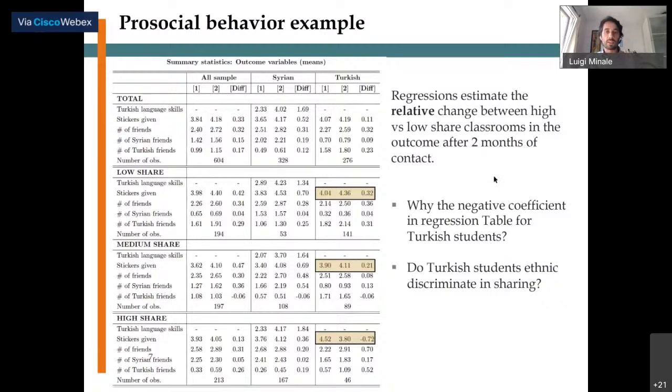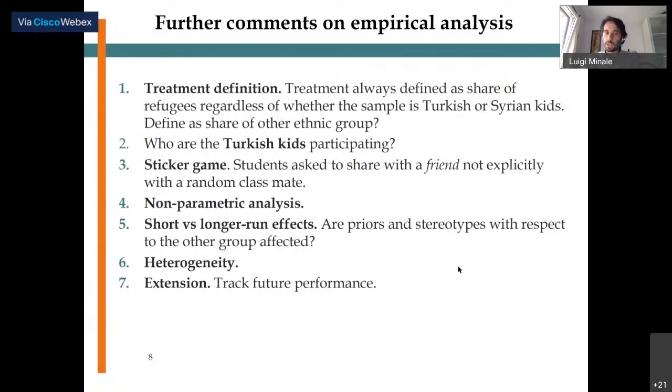So what I just want to say is that I think it will be interesting to look deeper into what happens in these two treatments differentially, in order to understand, for example, whether the results really stem from Turkish students discriminating, or because there is something else going on. I have a number of other comments, but in the interest of time, I'm going to skip them, and I'm just going to email you these comments and leave the floor to further questions or comments.